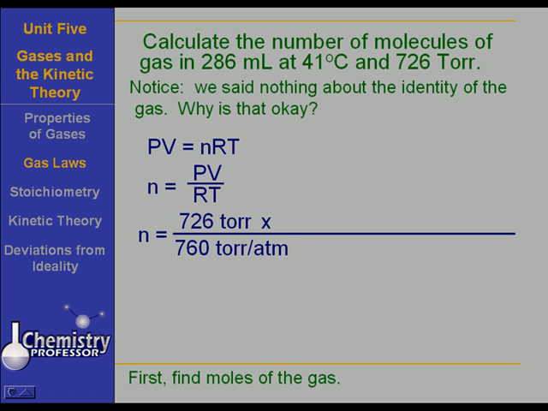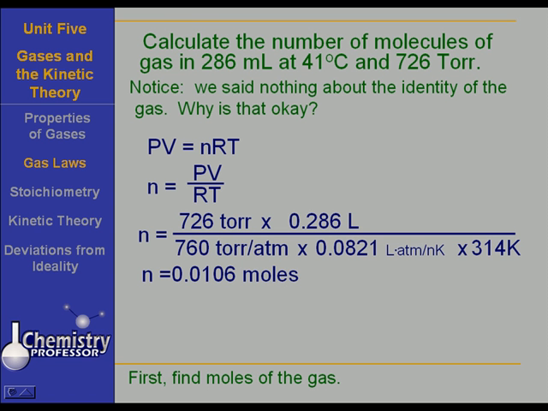Now let's introduce volume. The volume needs to be in liters. And oh, look, I've got 286 milliliters. But surely you can convert in your head. Sure you can. 0.286 liters. All right, let's go to R. R, and learn this, it's 0.0821 liter atmospheres per mole Kelvin. Just memorize it. And the temperature, we'll take 41 degrees Celsius, add it to 273, and you get 314 kelvins.